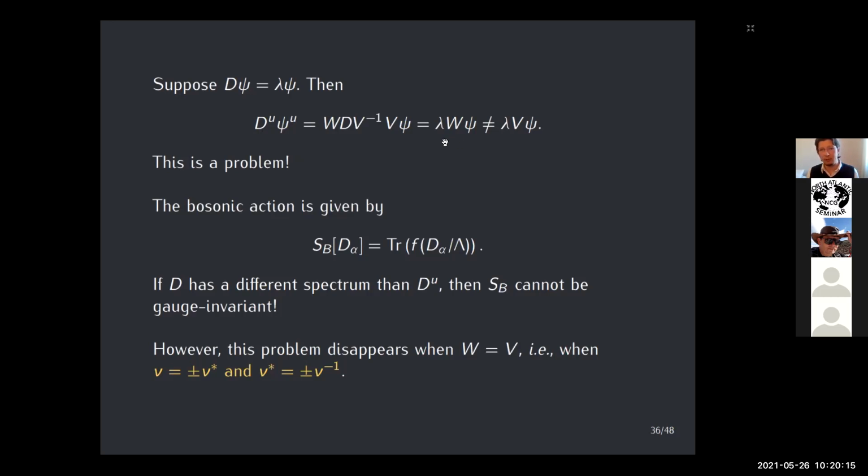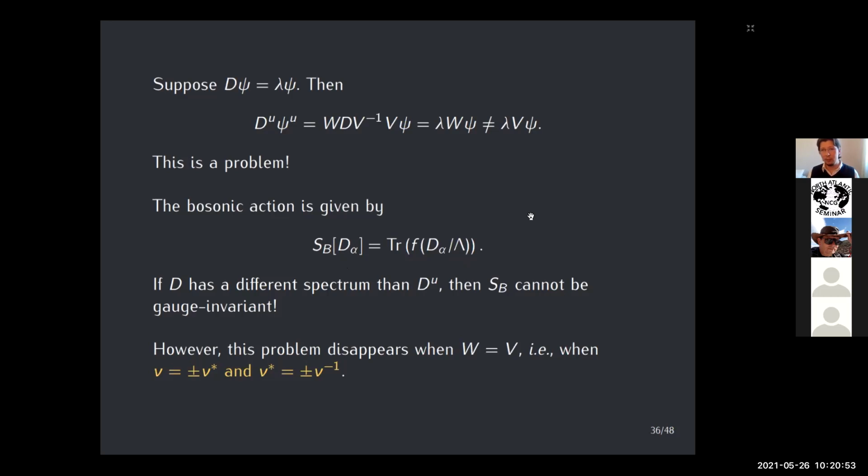What we find is that rather than getting lambda V psi, remember that V is what gives the gauge transformations for Hilbert space elements, we get W. So the spectrum is different. And this is a problem because, of course, we're talking about gauge transformations. So if your gauge transformation is affecting the spectrum, you're going to have some unphysicality. In fact, it's very explicit from the perspective of the bosonic action, where your trace is picking out eigenvalues from the spectrum of the Dirac operator explicitly. So this is no good for physics.